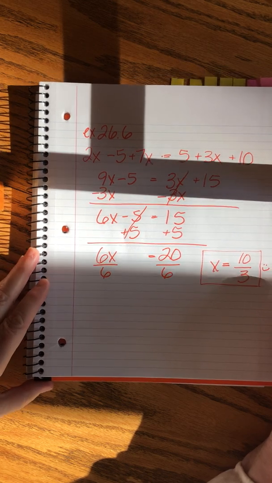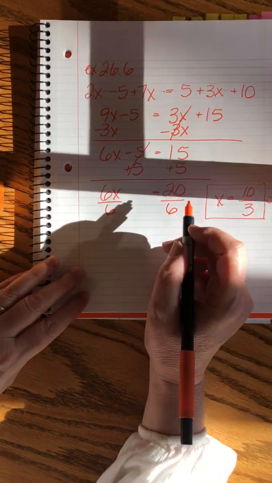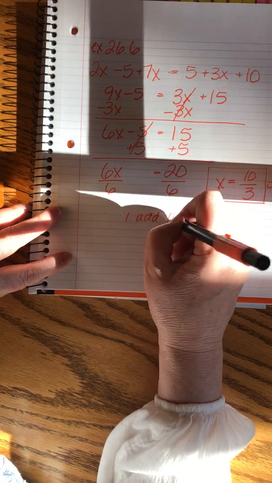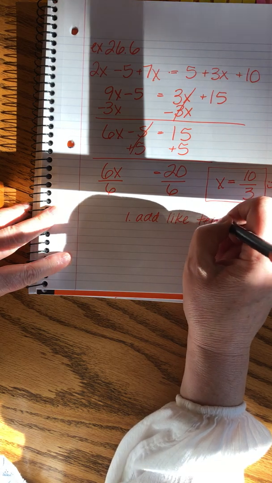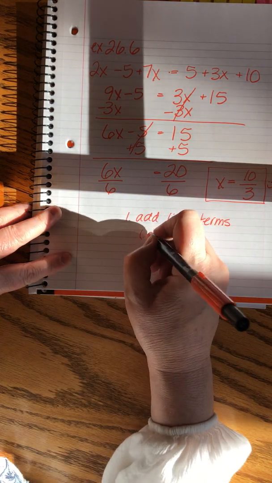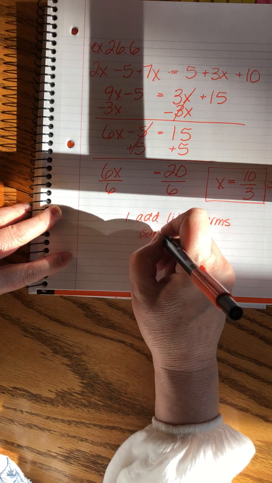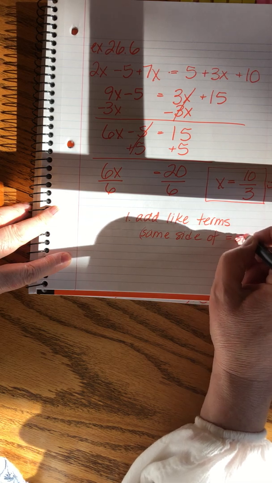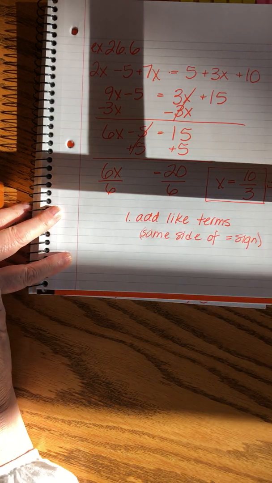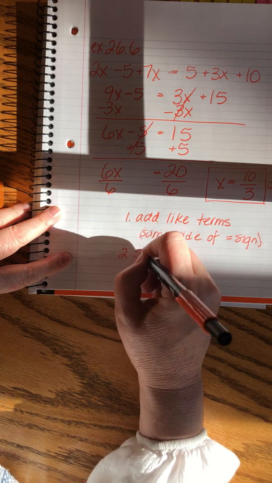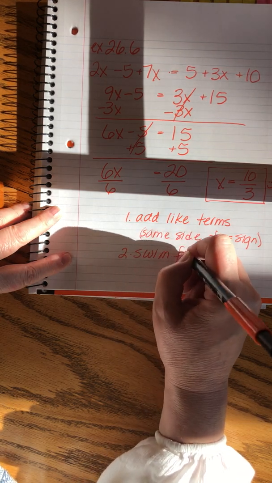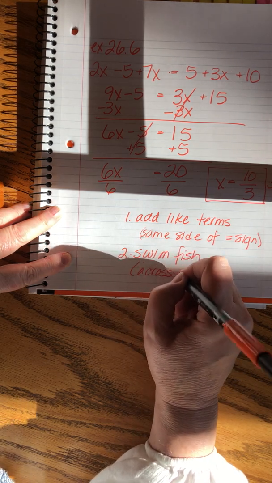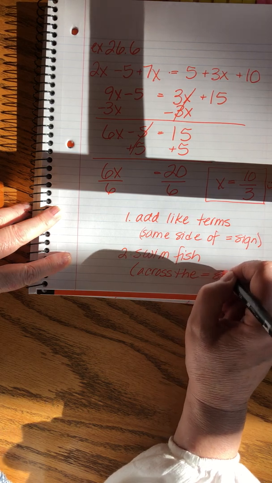All right, have fun with these, you guys. Remember that the rules are first to add like terms. I know I'm going to have you write this down one more time. And that means you're combining things that are on the same side of the equal sign. The second step is to swim fish. And when we do that, we're going across the equal sign.